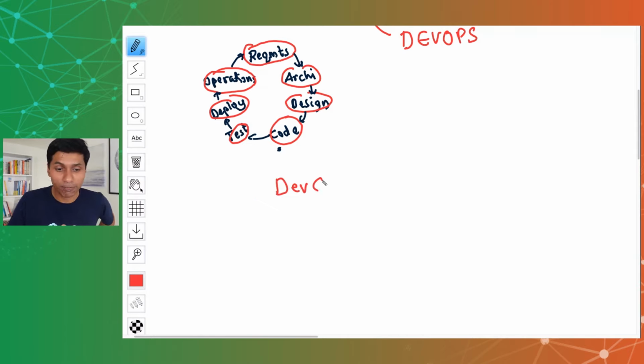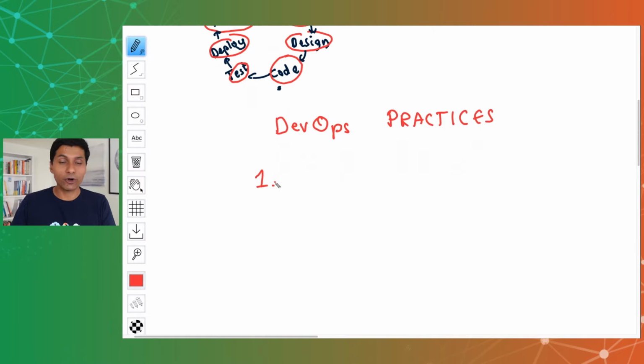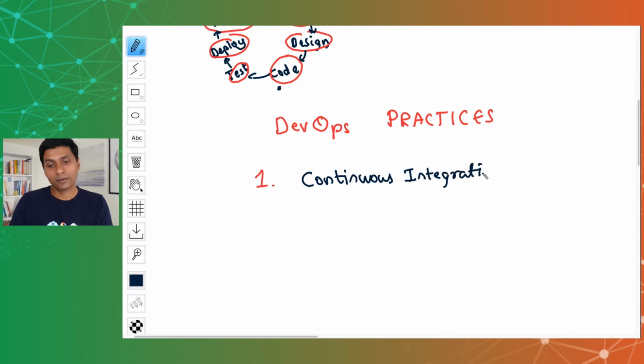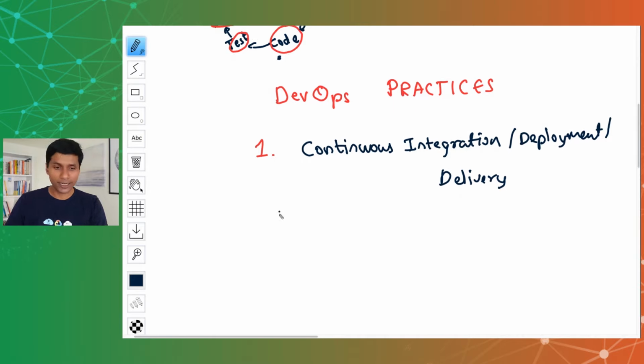Let's look at the DevOps practices right now. What are the important DevOps practices? The first very, very important DevOps practice is continuous integration and continuous deployment, also delivery. This is the number one practice. A little bit of this was also done in Agile. Continuous integration was the focus in Agile as well. DevOps takes this to the next level.